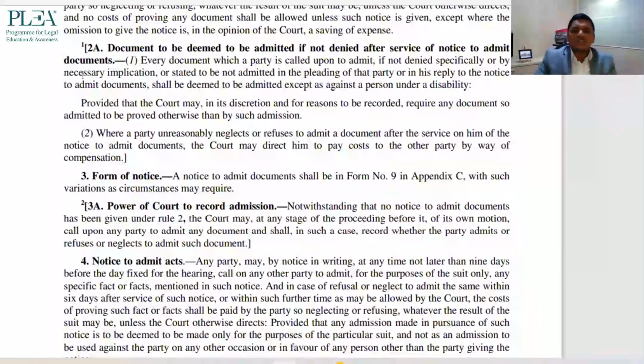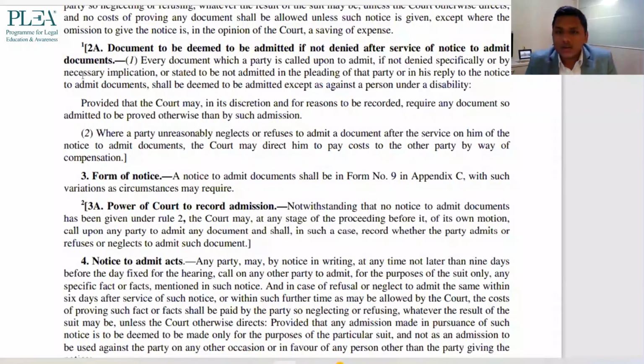This is interesting. Rule 2A: Document to be deemed to be admitted if not denied after service of notice to admit documents. Every document which a party is called upon to admit, if not denied specifically or by necessary implication, or stated to be not admitted in the pleading of that party or in his reply to the notice to admit document, shall be deemed to be admitted except as against a person under a disability. So here the deeming provision is given.